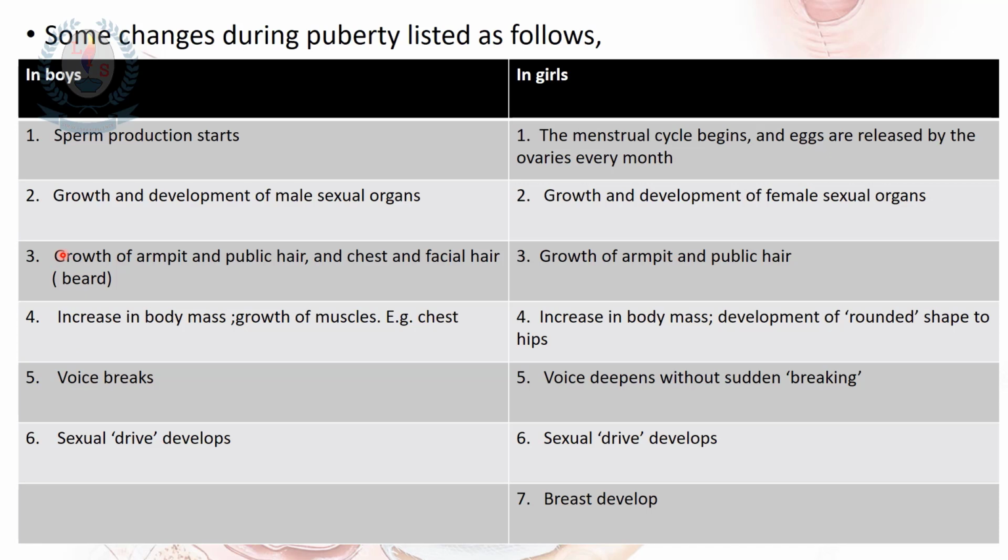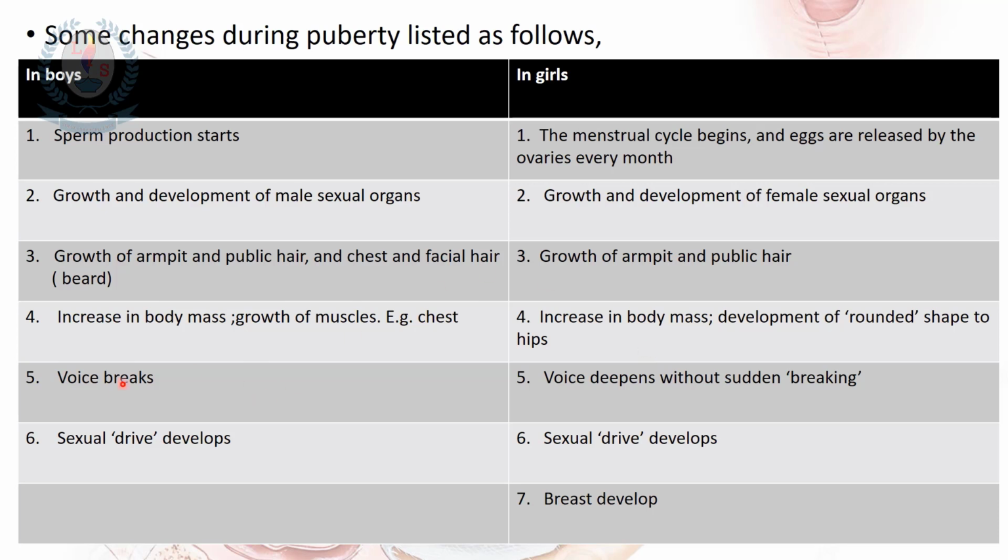Third, growth of armpit and pubic hair and chest and facial hair. That means everything grows fast, including the beard. And in girls, growth of armpit and pubic hair takes place. Fourth, the body mass increases. Muscles grow, for example in the chest, and basically body mass increases in boys. The same happens in girls: they increase body mass and develop a rounded body shape and rounded hips.